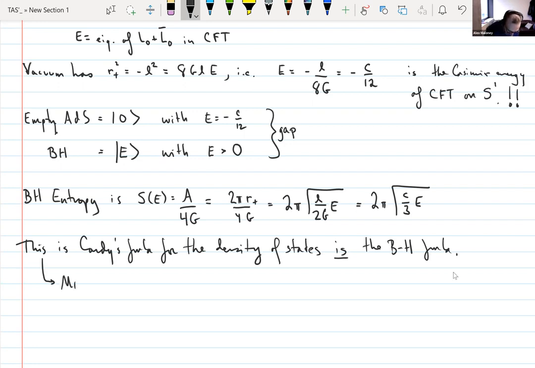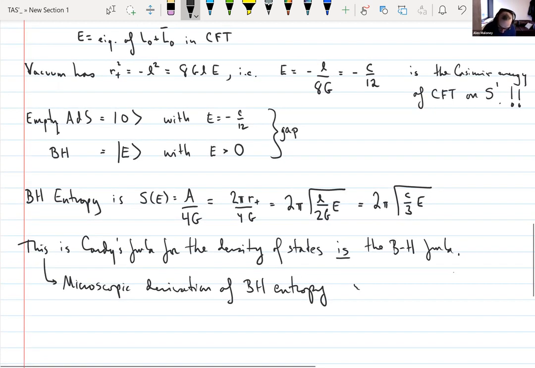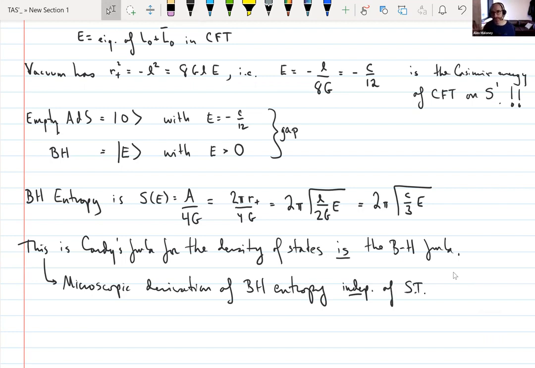So this is a microscopic derivation of black hole entropy completely independent of string theory. Or at least I should say apparently independent of string theory. There are some secret subtleties here that I haven't discussed that make that story a little bit more complicated.